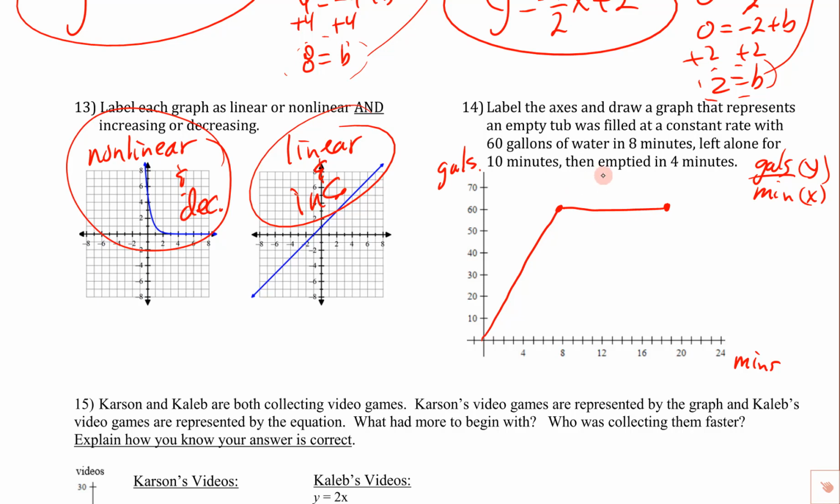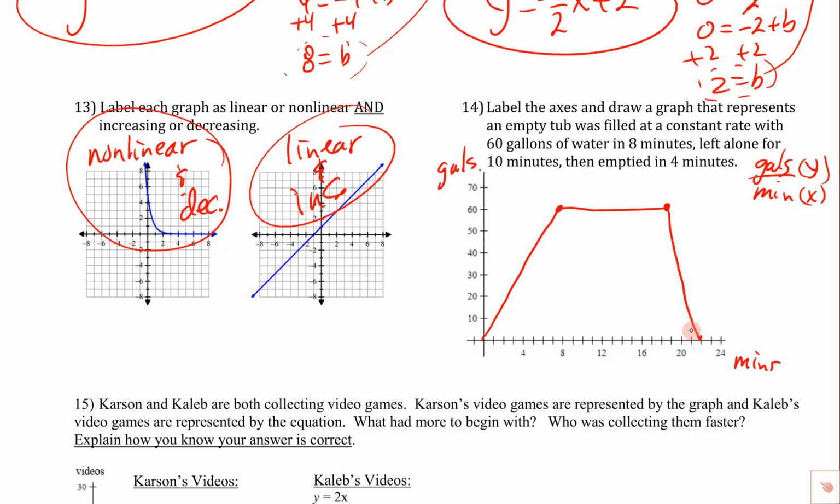And then they emptied it in 4 minutes. So if we're at 18 right here and it got emptied in 4 minutes, that means they're going to drain it this fast. It's going to be a really steep line that goes down. So if we think of it this way, the water level is increasing. It stays the same for 10 minutes, and then it really shoots out of there. They empty it really quickly.